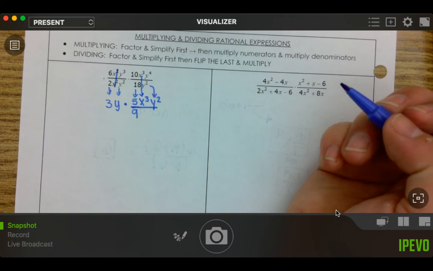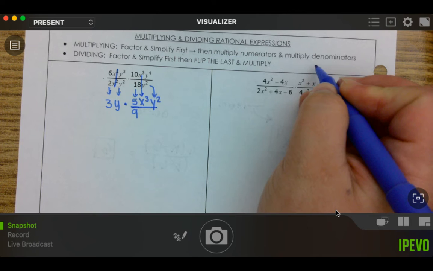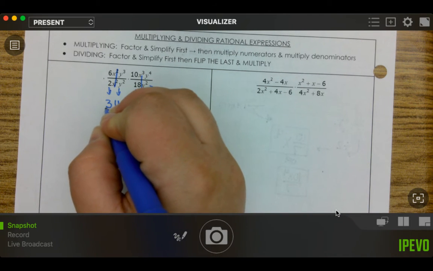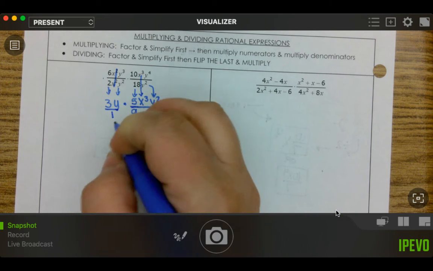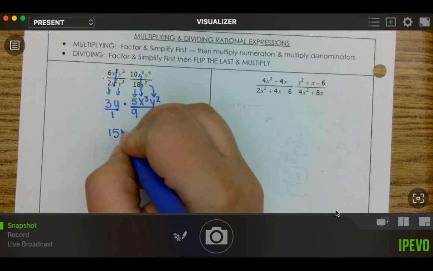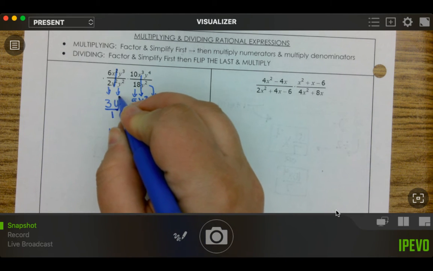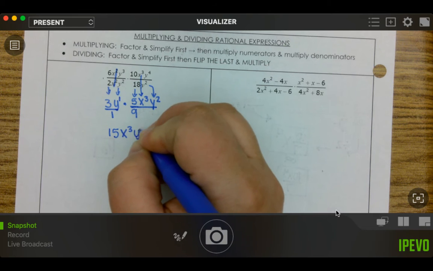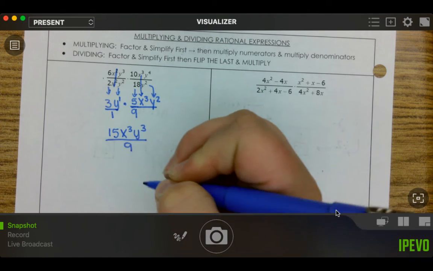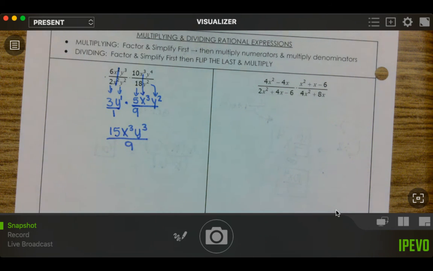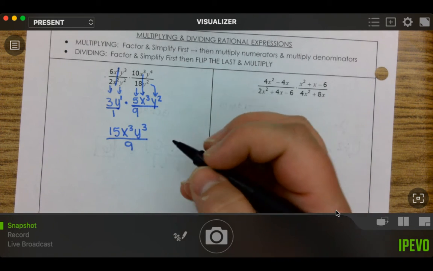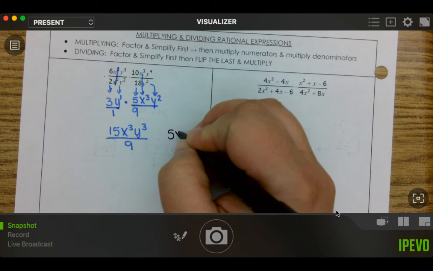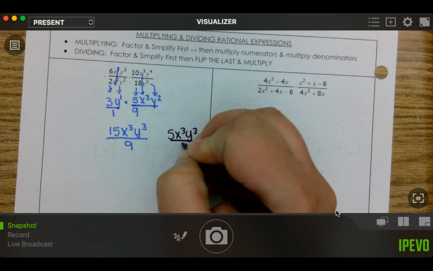And then what we're going to do is multiply the numerators together and multiply the denominators together. Since this one doesn't have a 1 anymore, I'm going to go ahead and put a 1 down there. That means that on top, I've got 3 times 5, which is 15, x to the third, and y to the first times y squared is y cubed, over 9. At the very end, go ahead and double check that there's nothing else you can simplify. I can actually divide 15 and 9 by 3, which would make this 5x to the third y to the third over 3.